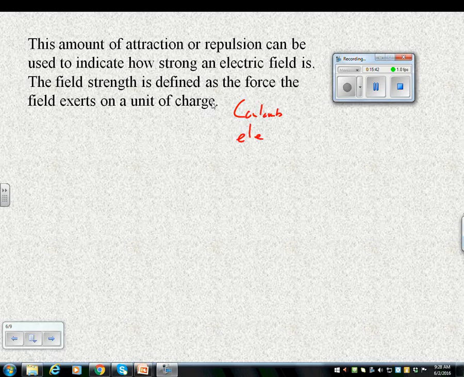or an elementary or fundamental charge. And what is this elementary charge? It's the one that Millikan came up with. 1.6 times 10 to the minus 19 coulombs.